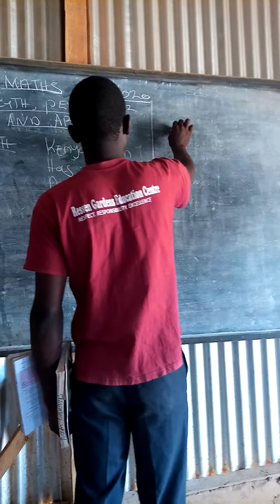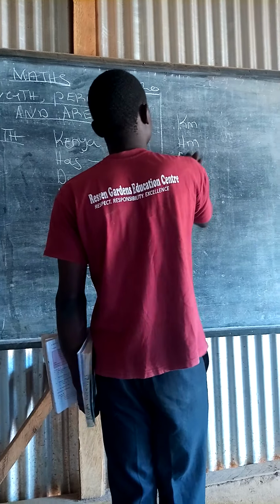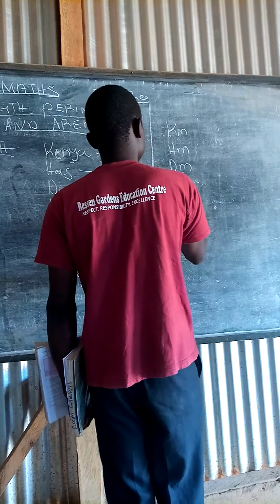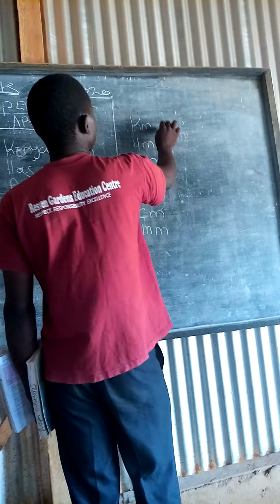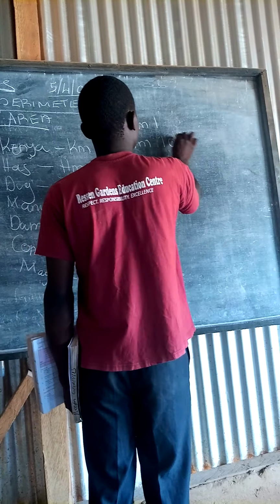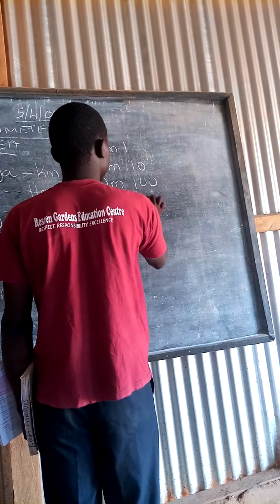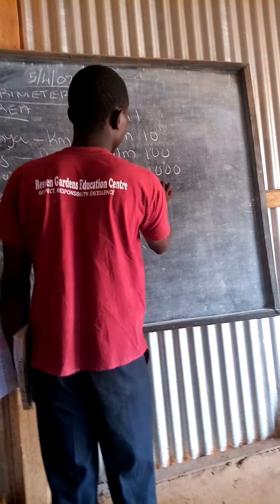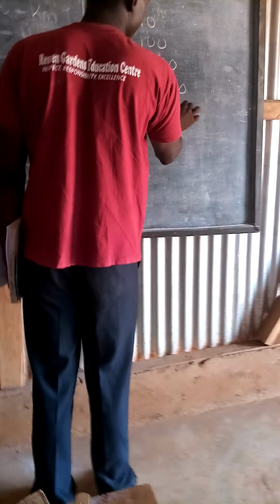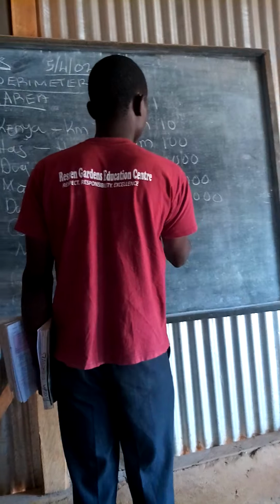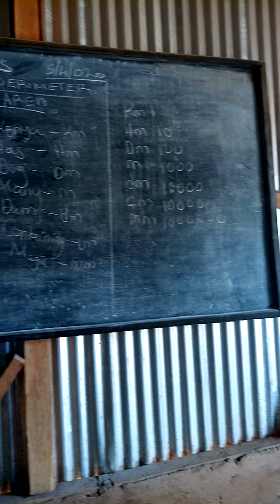You just come to your table. Kenya has many dams containing magic. This way, you will have to write 10 hectometer, 100 decimeter, then we have 1,000 meters, we have 10,000 decameters, we have 100,000 centimeters, then we have 1 million millimeters. This is how we are going to work with this table.